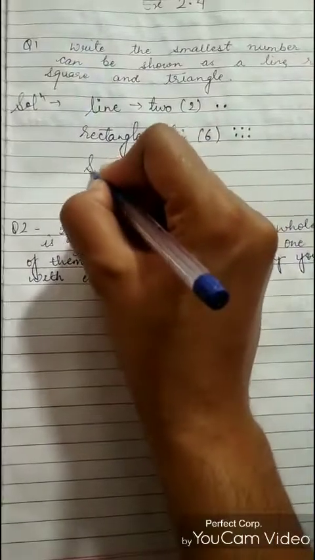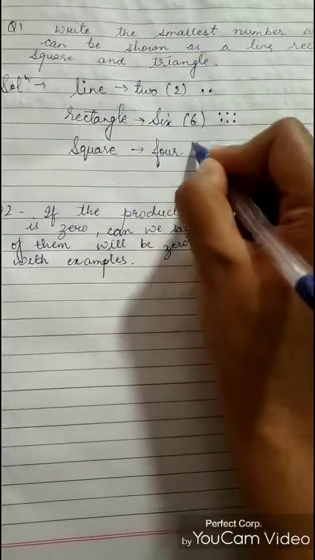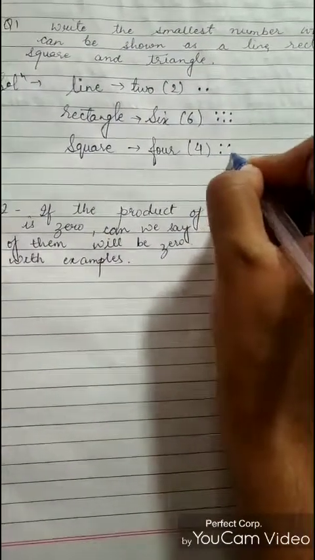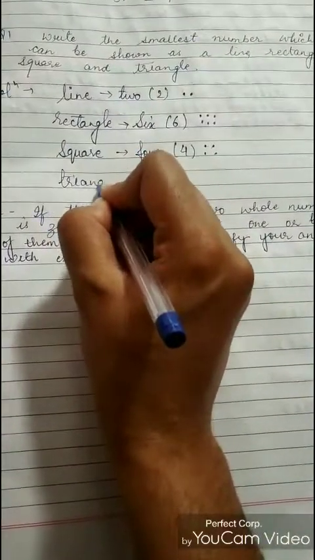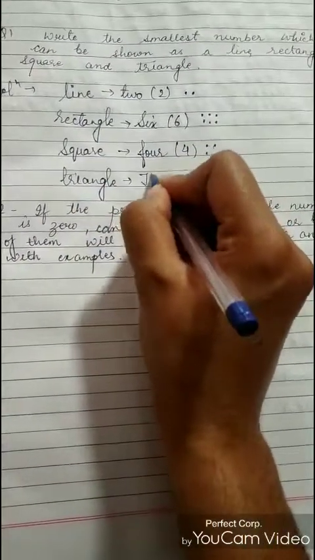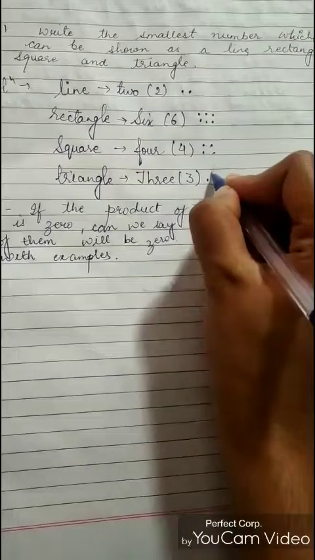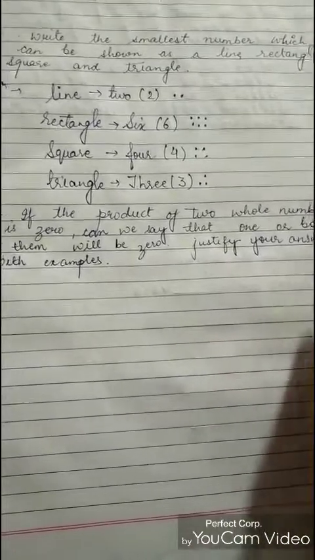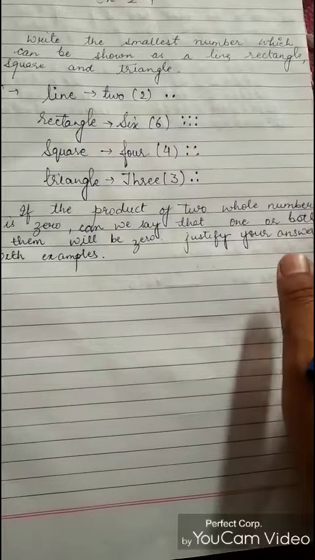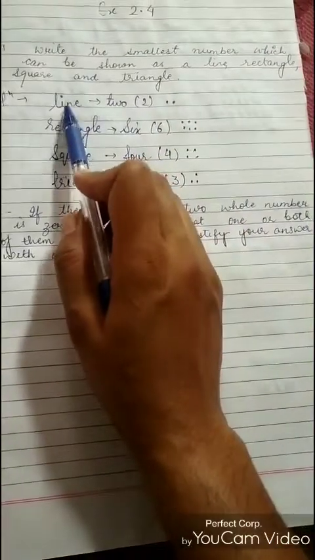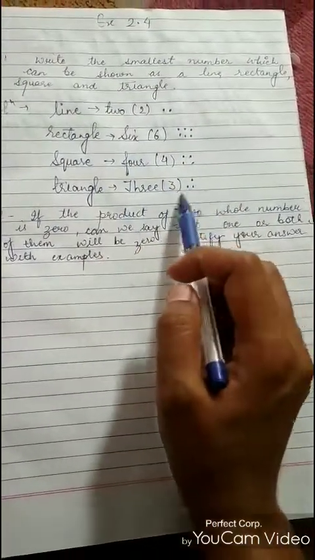Now next, square. The smallest number with which we can make a square is 4. 1, 2, 3, 4, because in a square all 4 sides are equal. Then last, triangle. Triangle is 3. That is 1, 2 and 3. So in this way we have to tell the smallest number which can be shown as a line, rectangle, square and triangle. The smallest number for making a line is 2, for a rectangle is 6, square is 4 and triangle is 3.